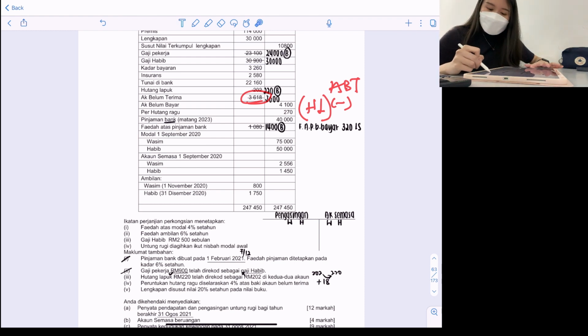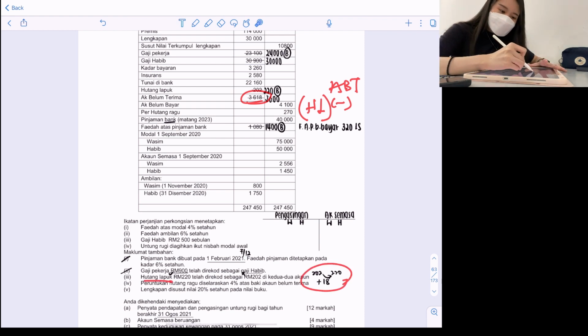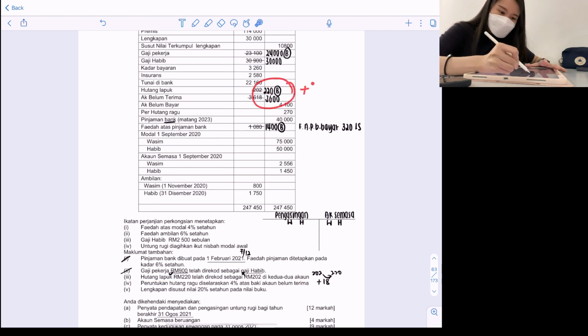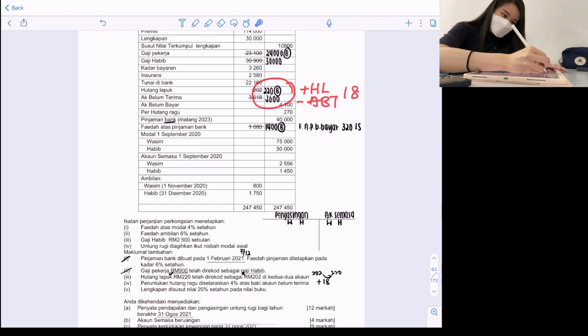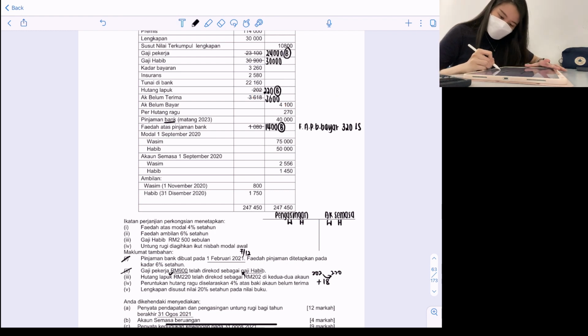So of course here I did write plus 18, but the plus 18 is meant for hutang lapor, not for account belum terima. Okay, so this is the working. You will add it into hutang lapor, minus out from ABT 18 ringgit. Alright, so we continue.